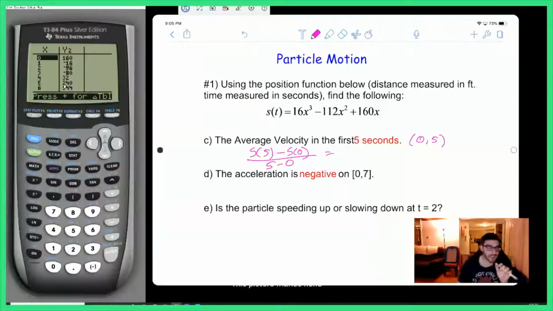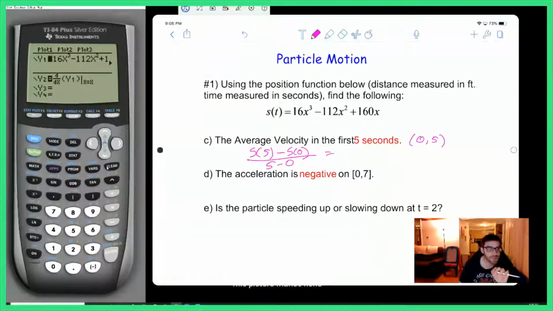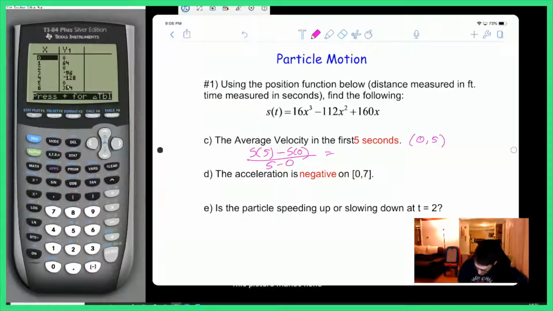So I'll use my handy-dandy calc for help. I'm going to go back to y equals. I'm going to turn on the position, and off goes the velocity. Back to the table. The position at 0 is 0, and the position at 5 is also 0. So this is just equal to 0 minus 0 over 5 minus 0, which is 0. And the unit of average velocity is a rate of change, so in this case, feet per second. So it turns out that the average rate of change from 0 to 5 is 0 feet per second.